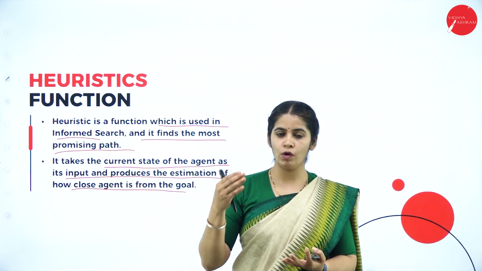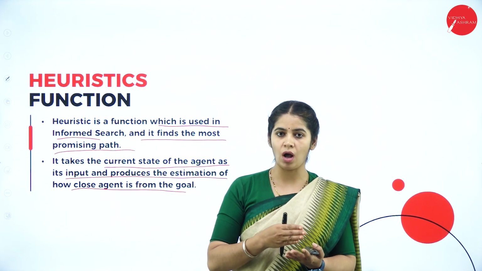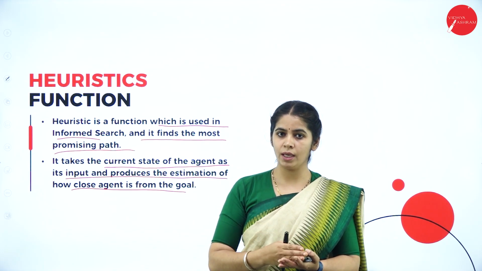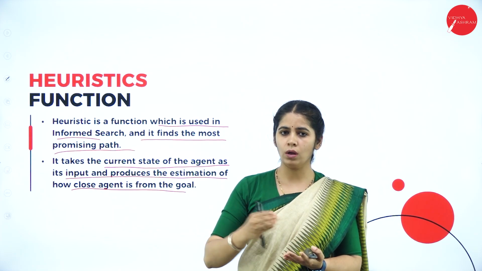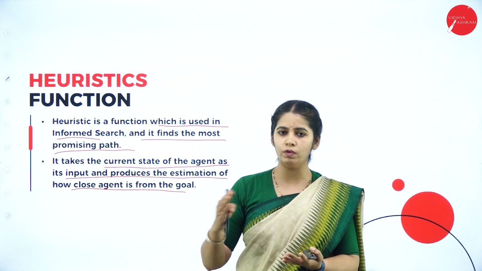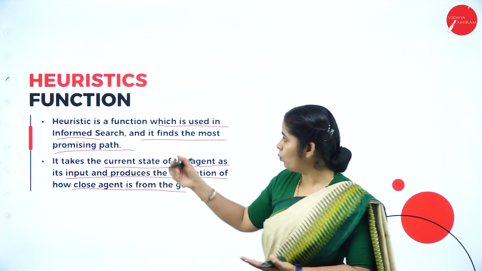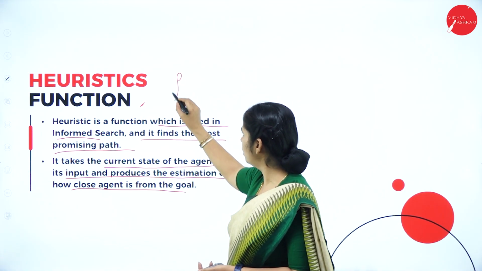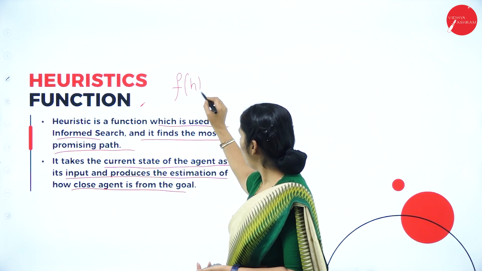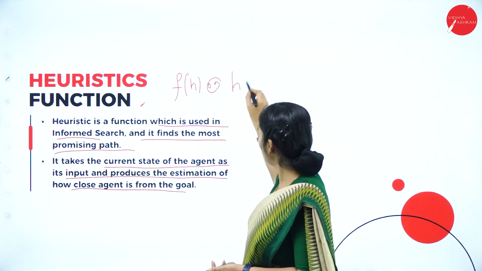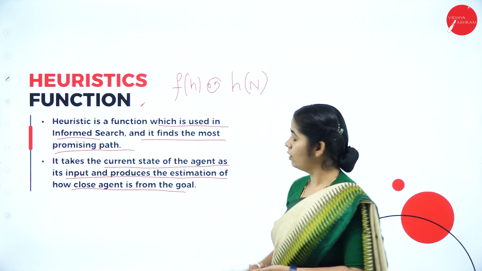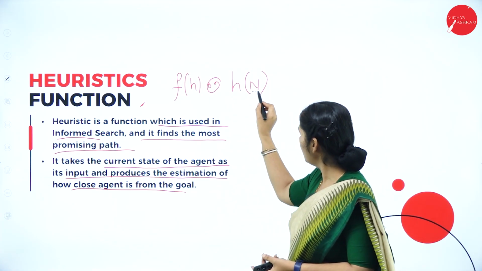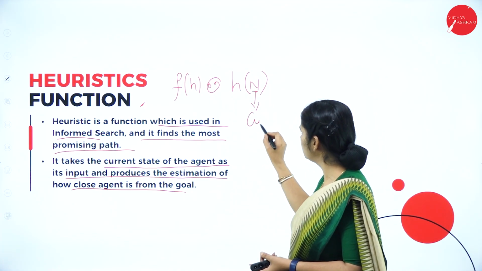For example, if you want to reach Vidhyaashram, you have reached half of the way, you are nearby KSOU. How far it is from KSOU to Vidhyaashram will be given by the heuristic function. We always represent a heuristic function with h, or I can say h of n, where n is the current node.